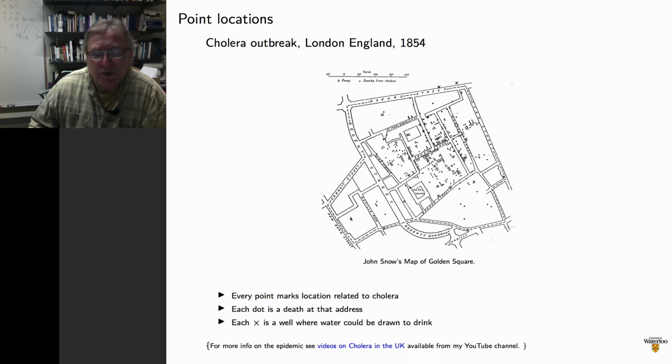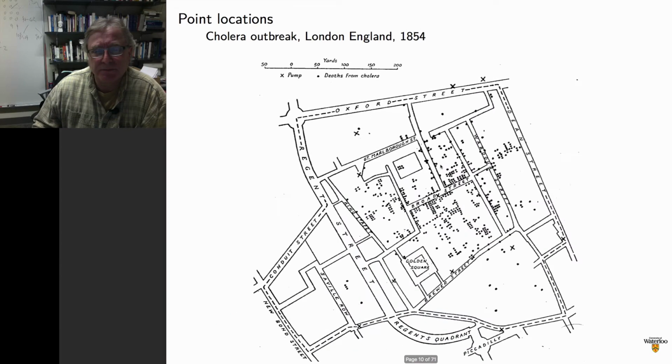So there are also two different symbols here. There are these dots that are marking location, but the other locations are these X's. And these X's, because Snow believes cholera to be a waterborne problem, he has marked all of the public wells where people could draw water to drink. And of interest, of course, is when we zoom in on it, you see on Broad Street here, there's a pump that's right in the center of this cluster of deaths. And so that's suggestive that perhaps if it is a waterborne disease, which it turns out to be, this could be the cause of much of the deaths.